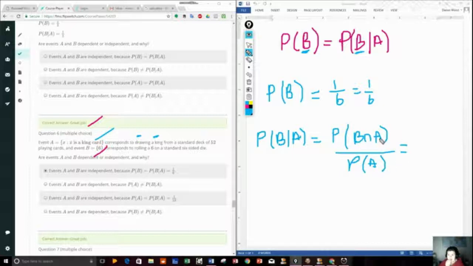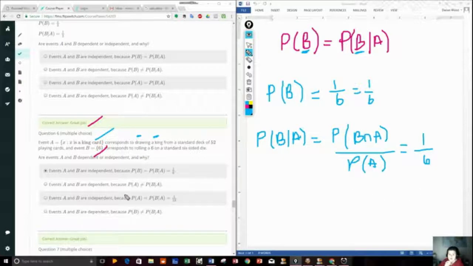Then we are going to have how many ways can you draw a king card and a 6 on a die, and that's only one way. And then how many options are there on a 6-sided die? And that's going to be 6. So that's 1/6, and they are the same.